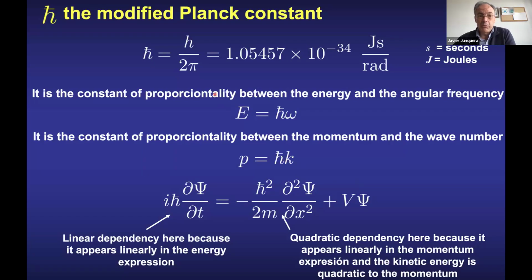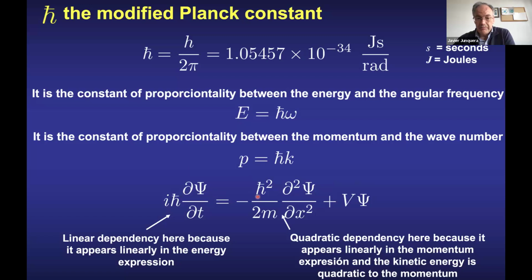And the modified Planck constant appears twice in the Schrödinger equation. It appears here at the left-hand side, multiplying the partial derivative of the wave function with respect to time, and it appears linearly. And this is due to the fact that the energy expression is also linear in h bar.